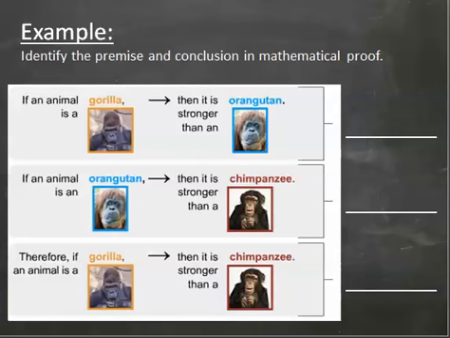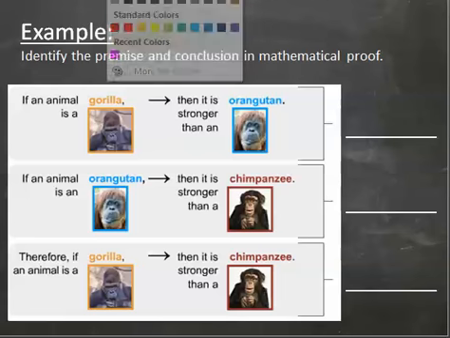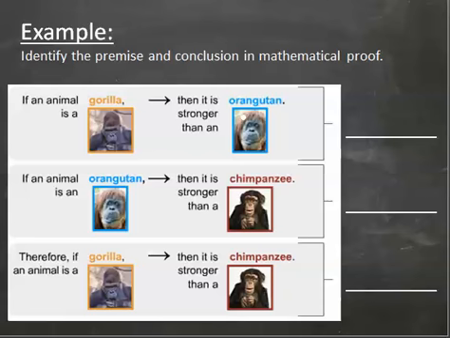It says identify the premise and conclusion of the mathematical proof. So I'm going to read it all together and then I'm going to dissect it. If an animal is a gorilla, then it is stronger than an orangutan. If an animal is an orangutan, then it is stronger than a chimpanzee. Therefore, if an animal is a gorilla, then it is stronger than a chimpanzee. We'll talk more about specifically what this kind of step is in a minute, but for right now, we're just looking at the premise and the conclusion.